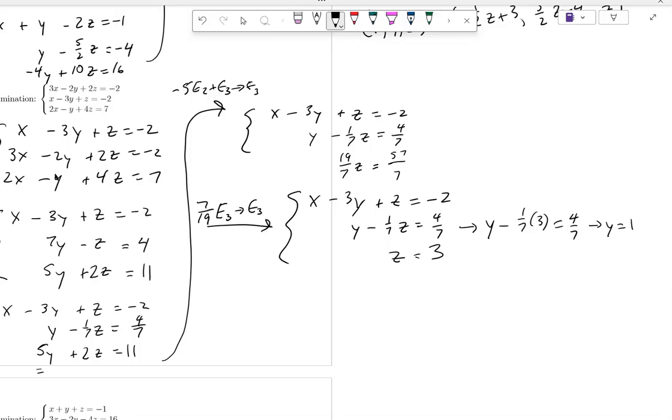Now what do we do? Good, plug in the y and the z and figure out the x, right? x minus 3 times 1 plus 3 equals -2. Well, -3 plus 3 just gives you 0 on the left-hand side, doesn't it? So we end up with x equals -2. And then again, writing our answer here as an ordered triple, we'll get (x, y, z) equals (-2, 1, 3).